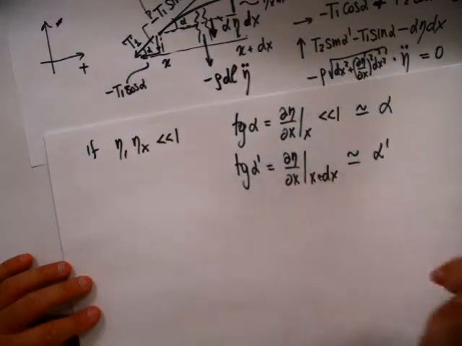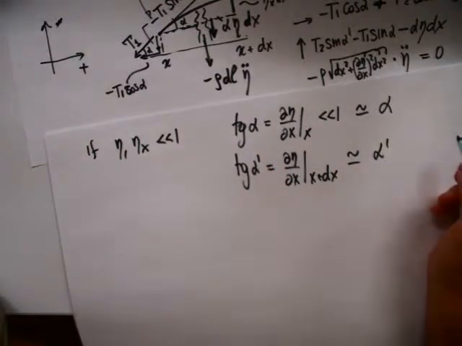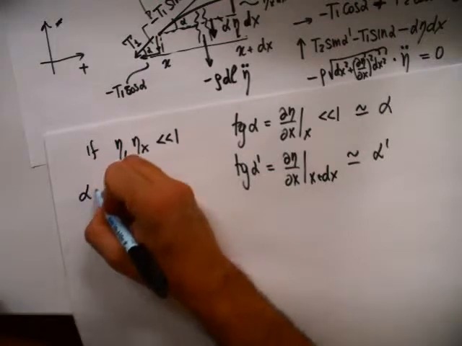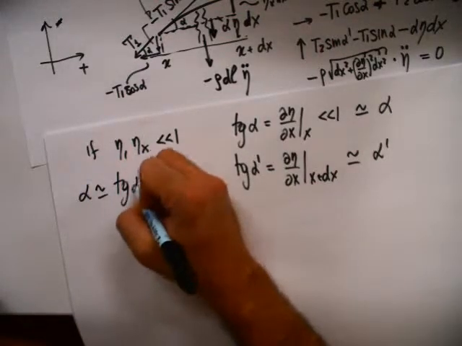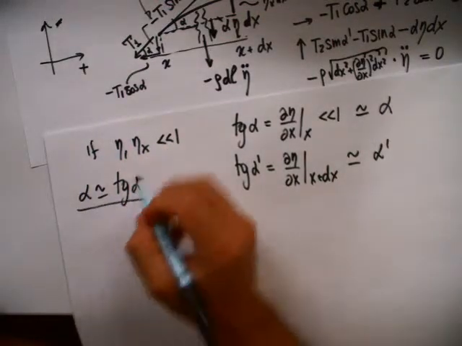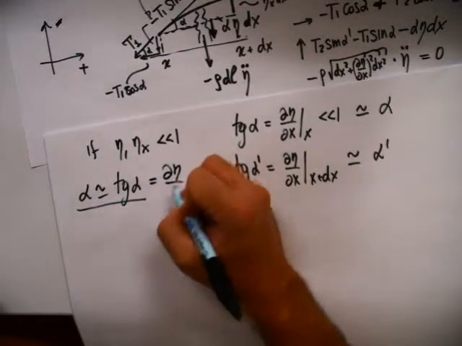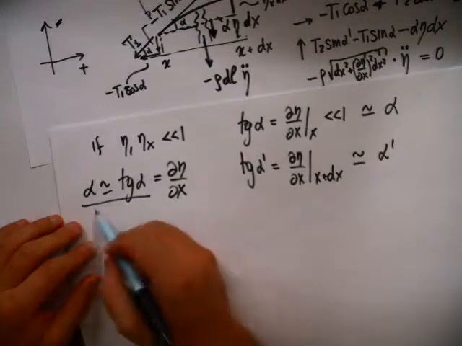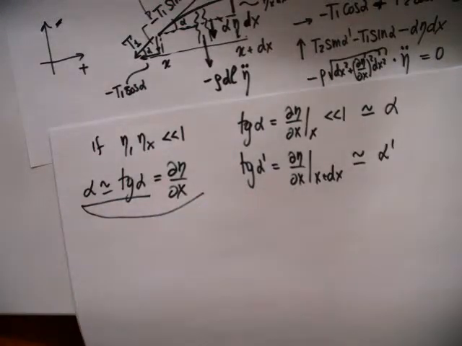And so with the tangents we are fine. And so what does it mean? It means that we can basically approximate alpha with the tangent, which is basically equal to d eta dx. That's what we need: small strain. That is the assumption.